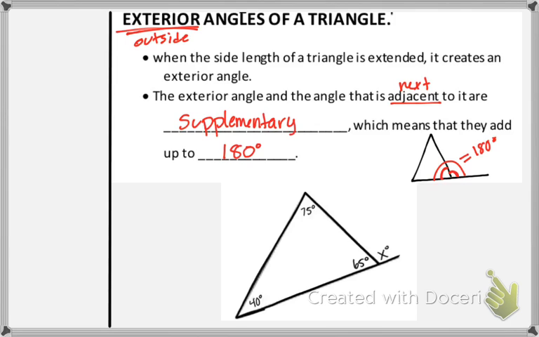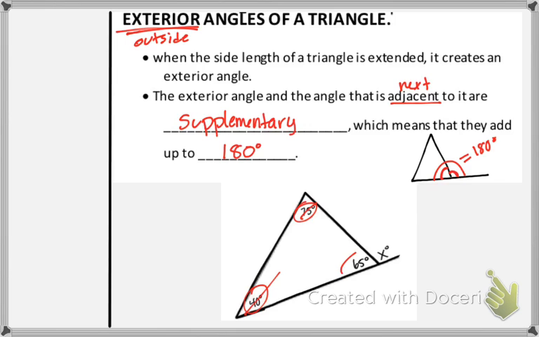That's what they're saying. Okay. So if we look at this example here, and we have a triangle here, and then they extended it over here, right? Let's find out what this angle is. And so 75 and 40, we don't really need that information.